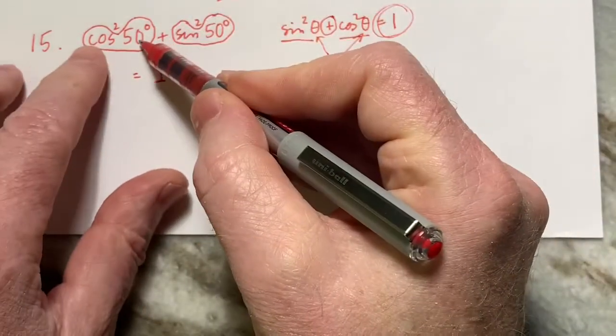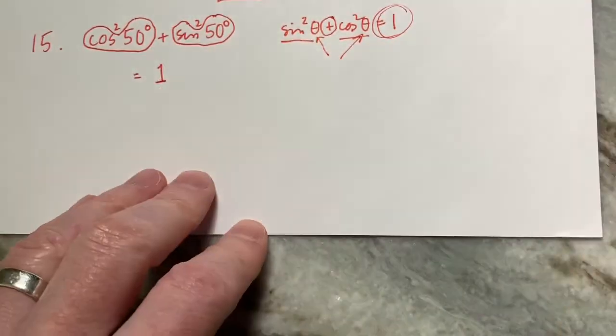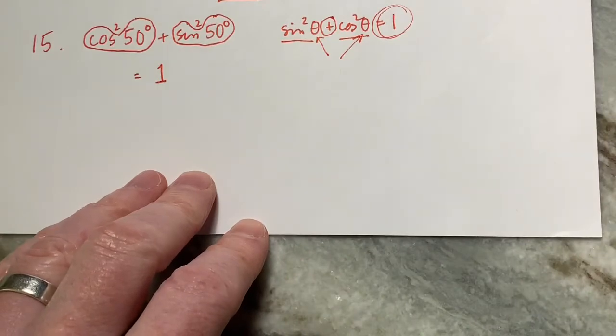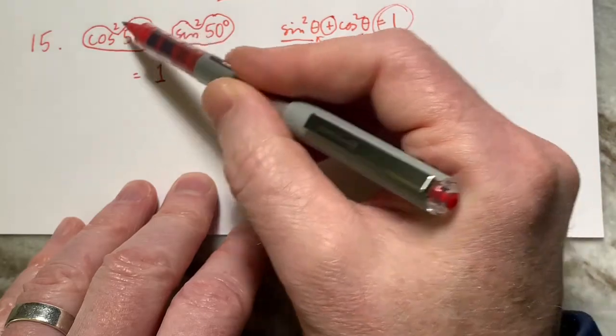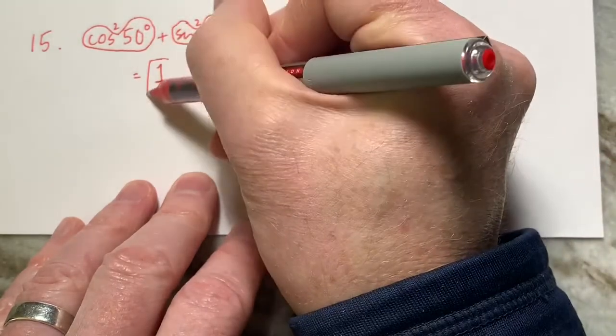So even though I don't know what cosine of 50 or sine of 50 is off the top of my head, I have no idea, they do match. Those angles match. I am adding the squares. I know that's going to be equal to 1.